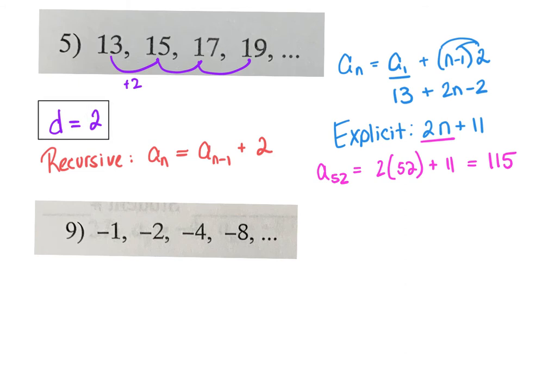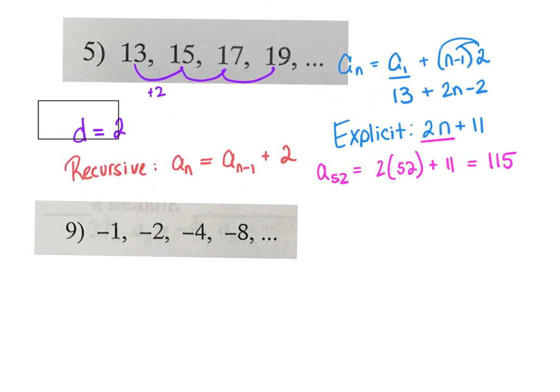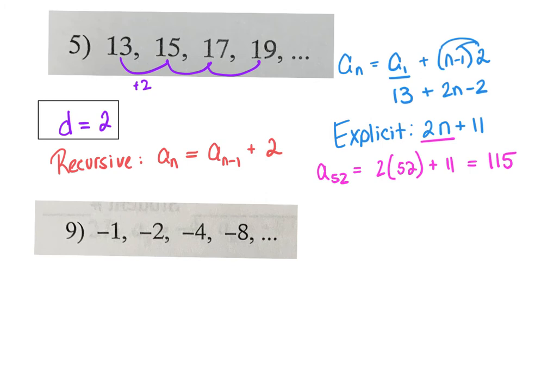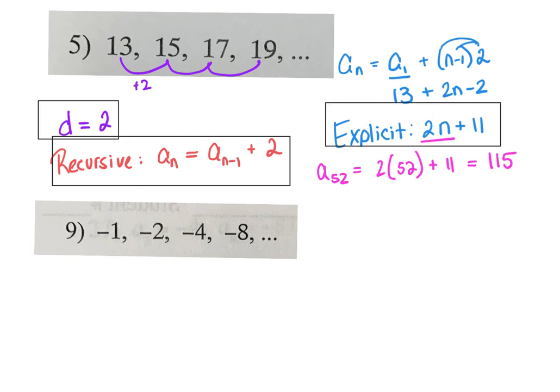I have my common difference. I have my recursive formula there. I have my explicit formula. And I have this 52nd term.